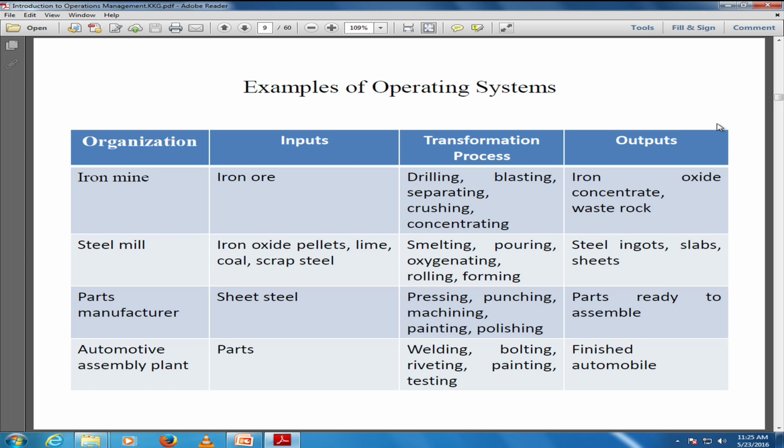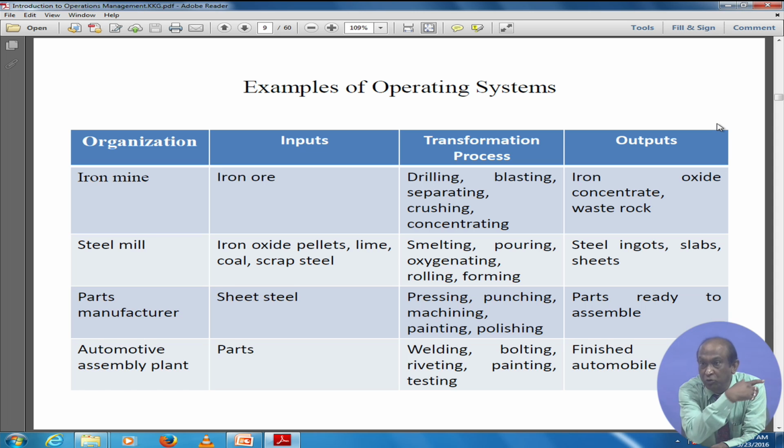Like in our Tata Iron and Steel Company, from their own mines they get this as input: iron oxide, pellets, lime, coal, scrap steel. Okay. So, what do they do? They value add to those inputs through their smelting operation, pouring operation, oxygenating operation, rolling, forming, all these operations to get steel ingots or slabs or sheets. This output becomes an input for the various parts manufacturing shops.